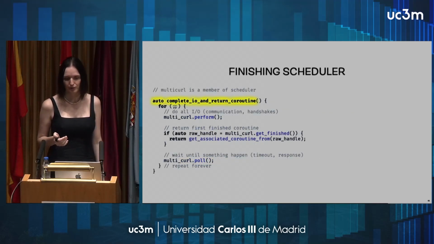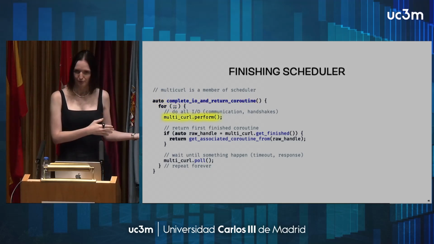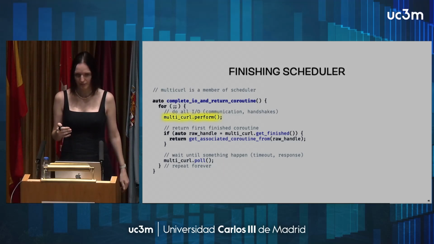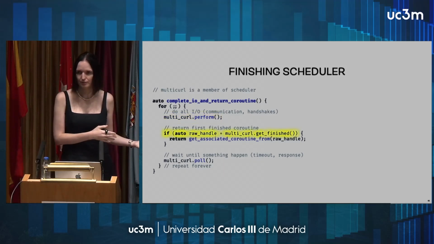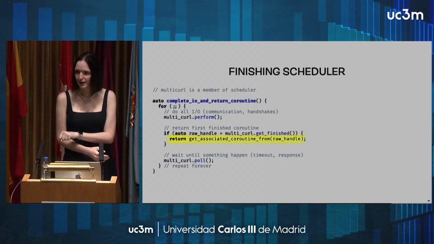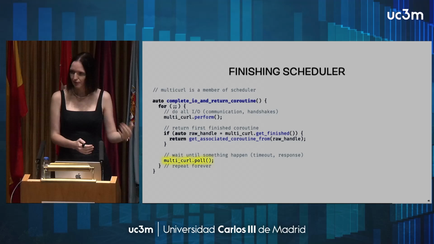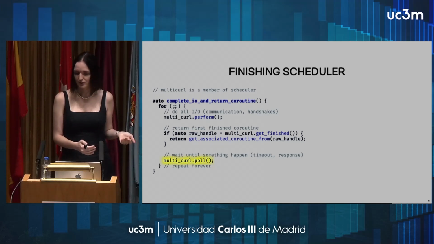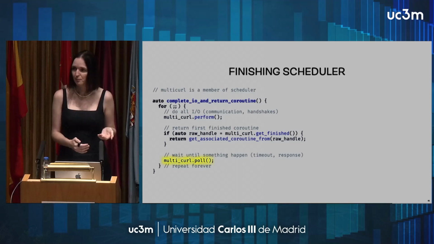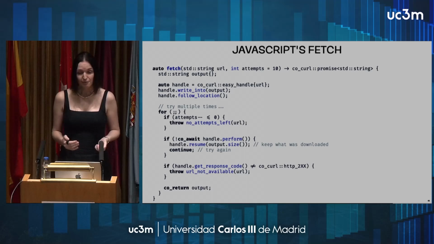So complete IO and return coroutine is an infinite loop which will call perform on the group, and when something is finished, it will look into the associated coroutine inside and return the coroutine handle from it. If nothing was finished, I will call poll and wait for some timeout and do it again. But something needs to be finished. Maybe it's an error, maybe it's a timeout, or you actually downloaded something, but it will finish. So it's actually not an infinite loop. So I lied.